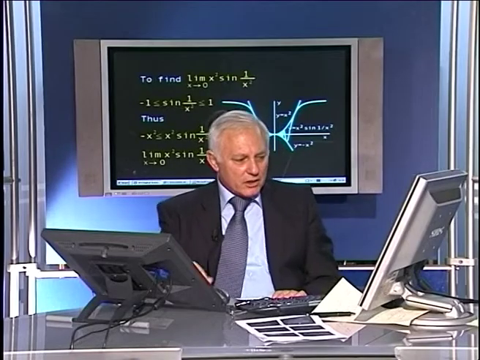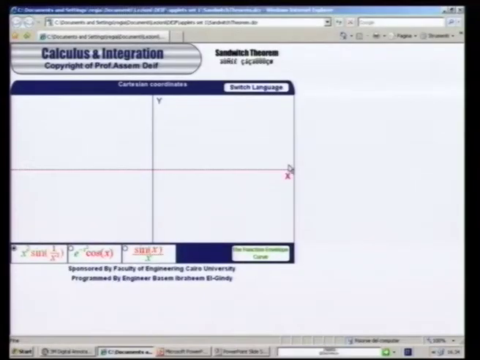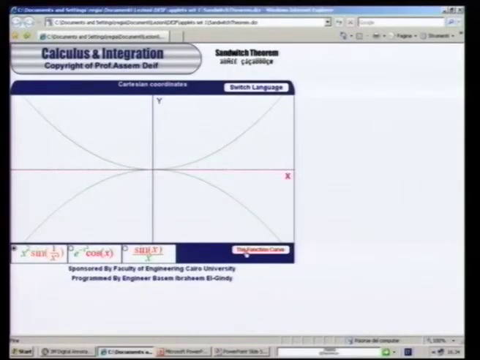And to show this, here is an applet from Cairo University, done by the gentleman called Bassem. Here, for example, is the example that we showed. Here you have x squared sine 1 over x squared. What you do is that first you have an envelope, x squared and minus x squared. Both tend to 0 as x tends to 0. So the one in between, which is the function we are interested in, must also tend to the same limit, since we are sure that it's in between.